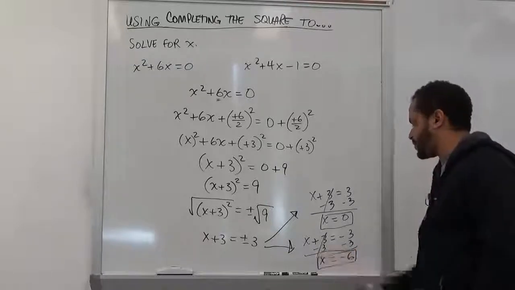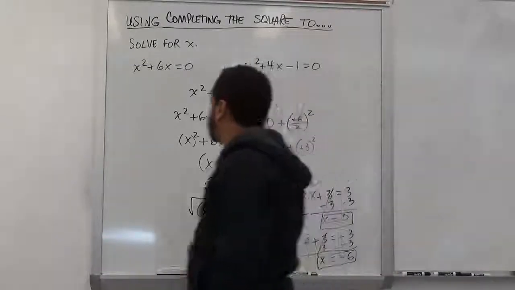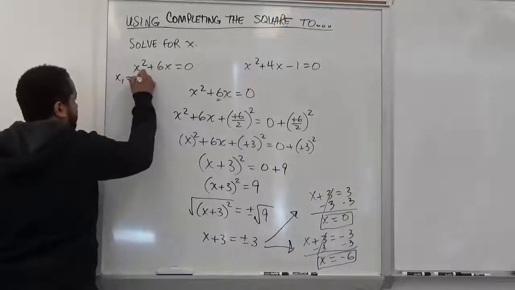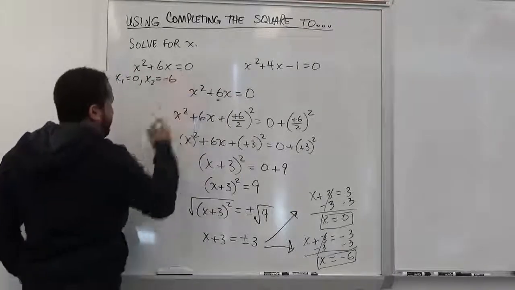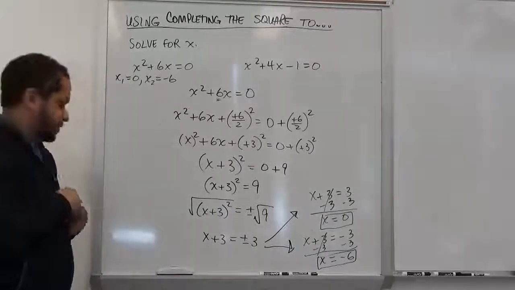Now here we have the two solutions for completing the square, and here we could just list them. x1 equals 0, x2 equals negative 6. And we have our first set of solutions for this problem.